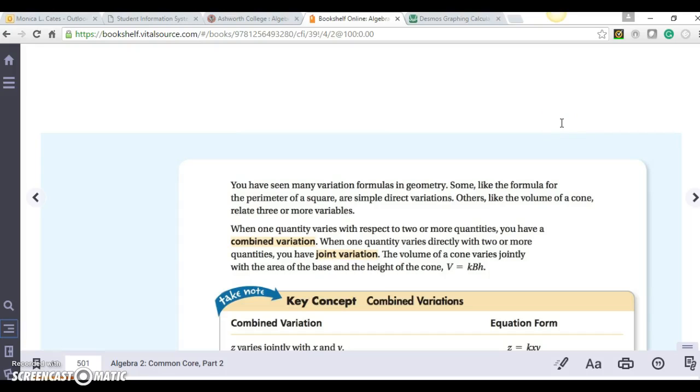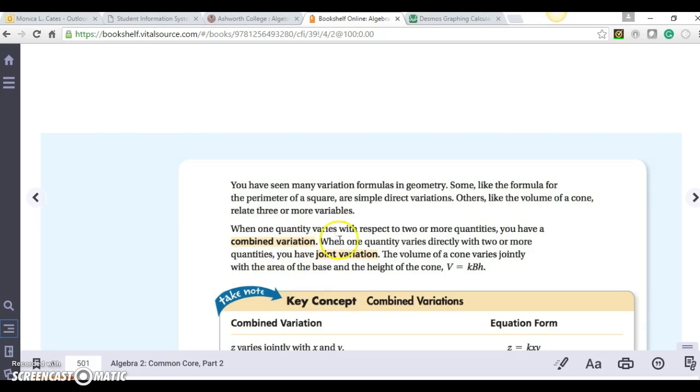Okay, we're going to talk about combined variation now. It says, you have seen many variation formulas in geometry. You might remember this. Some, like the formula for perimeter of a square, are simple direct variations. If you remember, the formula for perimeter of the square is just 4 times s. Others, like the volume of a cone, relate 3 or more variables.